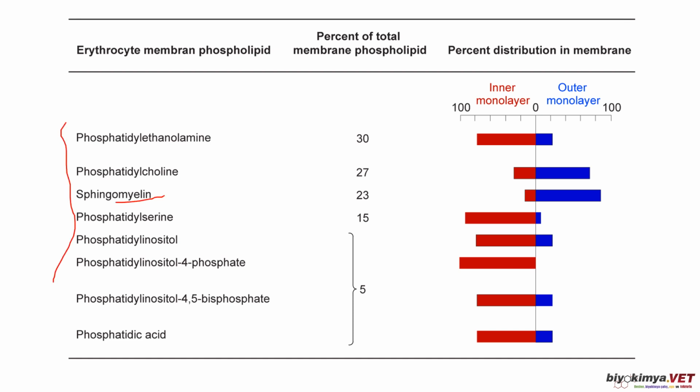Not all of them, sorry. Sphingomyelin is the part 3 topic, which is a sphingophospholipid. And you see the percentage in our inner and outer layer. Look at the choline and ethanolamine, for example. The ethanolamine is rich in the inner layer of the cell membrane, but choline is in the outer, and also sphingomyelin here. And the rest are almost all rich in the inner monolayer, or the inner layer, of the cell membrane.